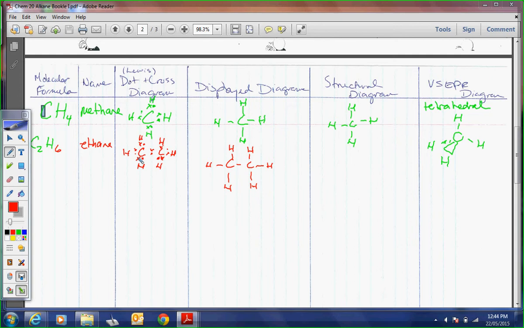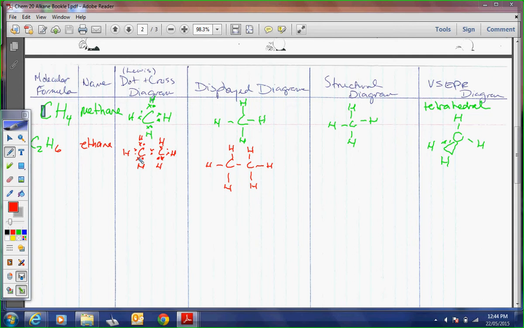All right, so now this is the difference between a display diagram and a structural diagram, okay? Displayed means like a display cabinet. Everything is out for you to see, okay? Nothing's hiding, everything's like a peacock displays its feathers. Everything is sticking out.